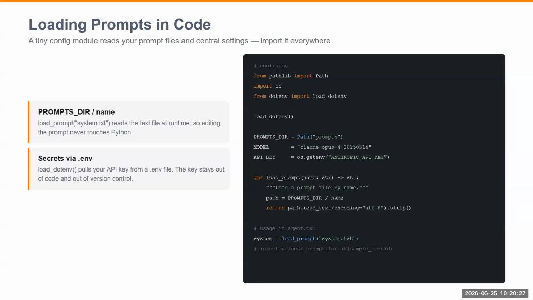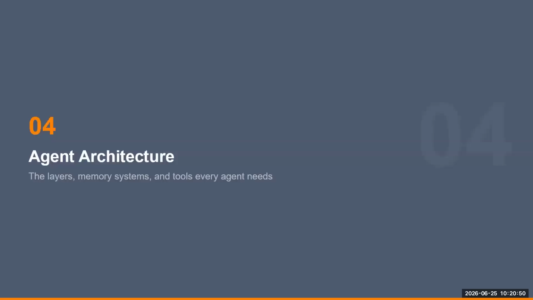This is the loader code that reads the prompts folder from the previous slide. In three lines, you can change the way your agent behaves without touching Python. And this is just a simple example of how to load them into your code. So now we're going to go into agent architecture, right?